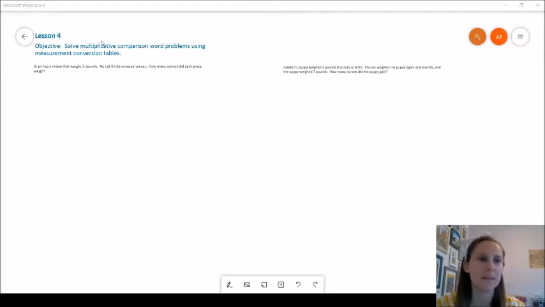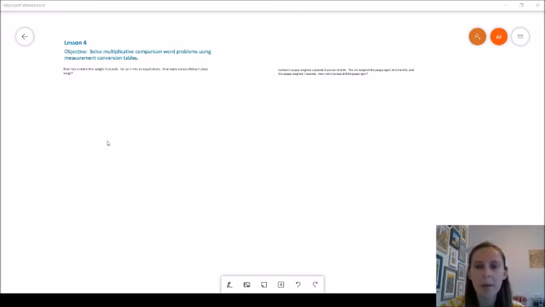Your objective is to be able to solve multiplicative comparison word problems using measurement conversion tables. So for your lesson 4, you're going to need those conversion tables that we have been making so that you can solve your word problems. And your must-do problem that you will be completing on lesson 4 is problem number 5 in your problem set. So make sure you watch the problem set directions walk through so that you can have some more information on how you can complete number 5 in your problem set.